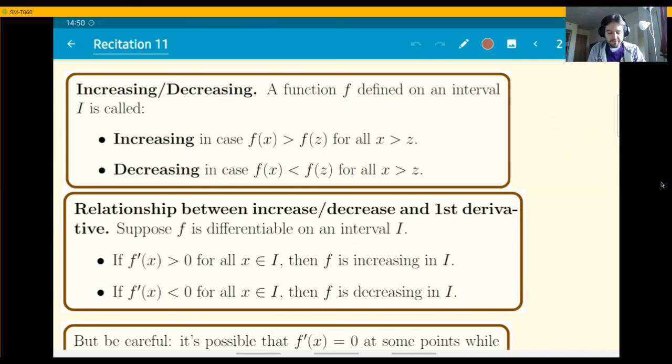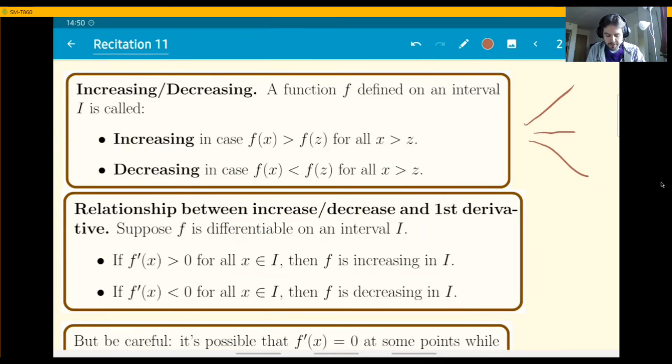So we have here the definition of what it means for a function to be increasing or decreasing. But we should all know what this means when you're drawing the graph of a function. Here's increasing, here's decreasing. A function can also be neither, by the way. It could be a constant function, at least in some parts of it.